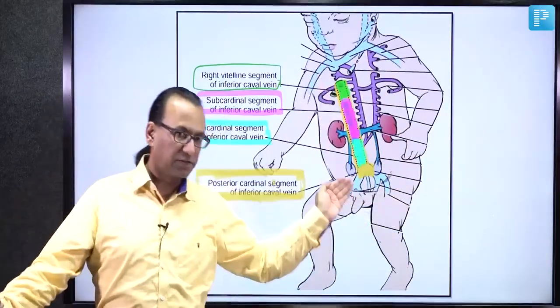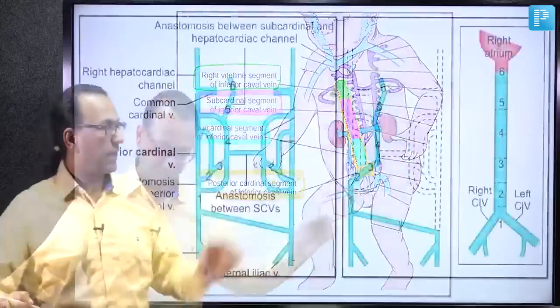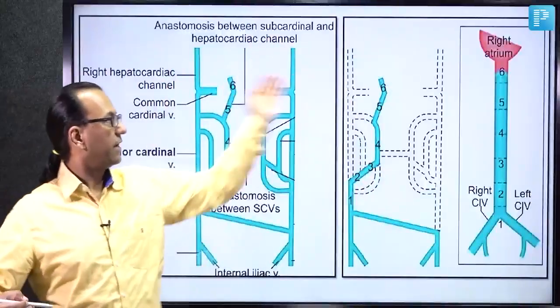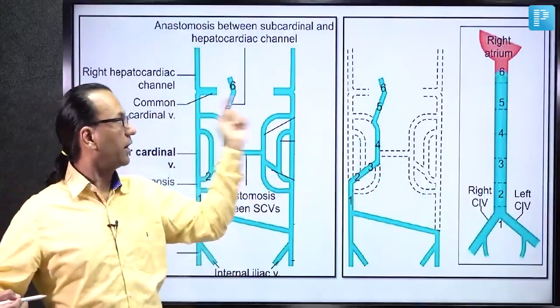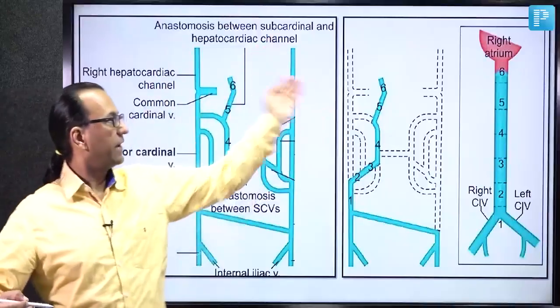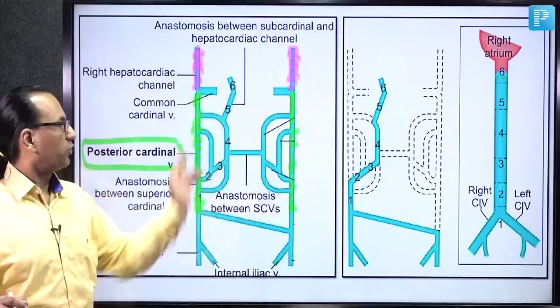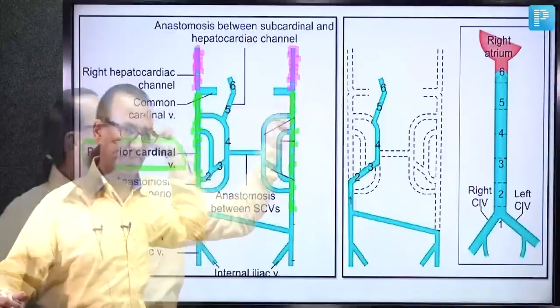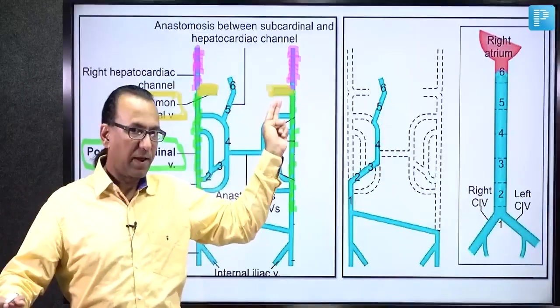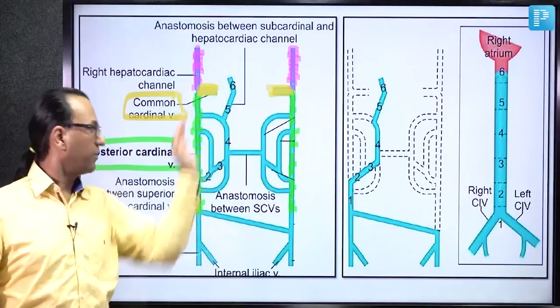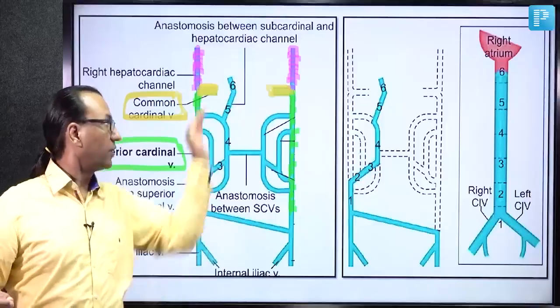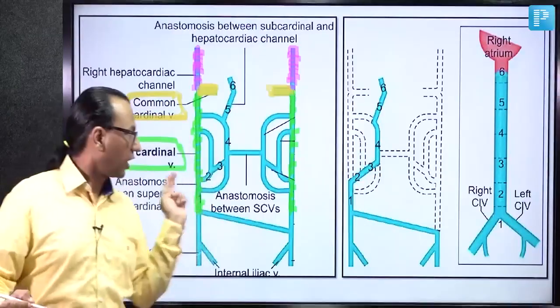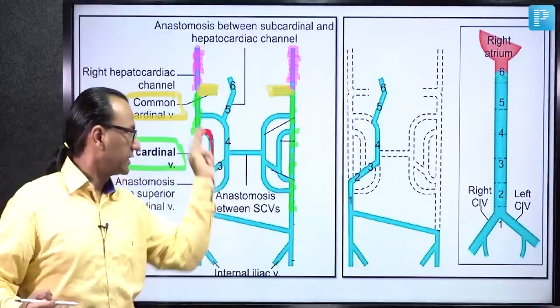Let us look at the details of the formation of the IVC then. Here again we show the anterior cardinal vein, posterior cardinal vein, and the common cardinal vein. Anterior cardinal vein and posterior cardinal vein together join to form the common cardinal vein on either side. Now our focus will remain on the right-sided posterior cardinal vein, which will form the initial portion of the inferior vena cava.